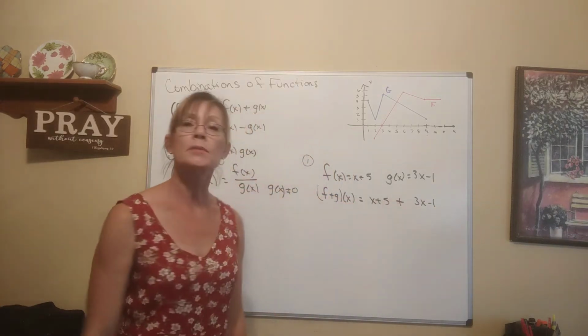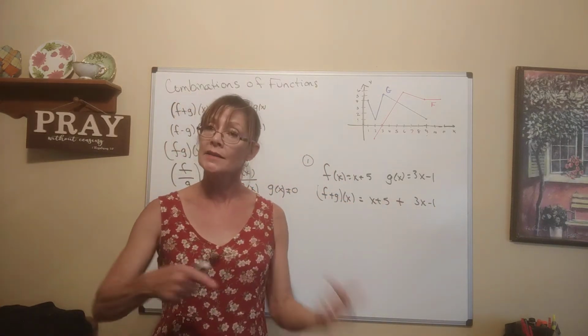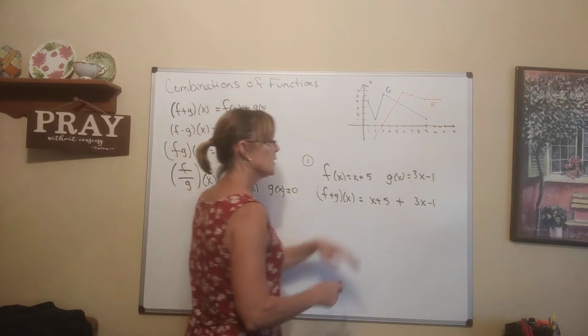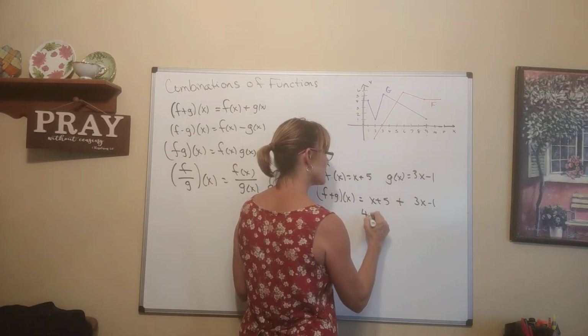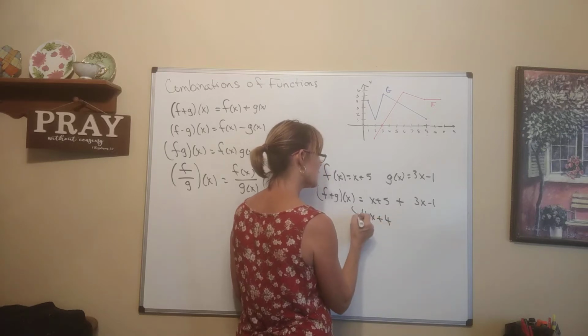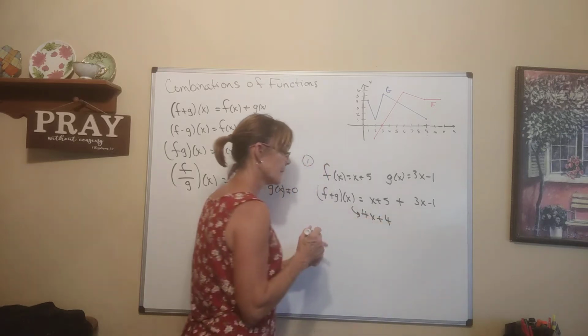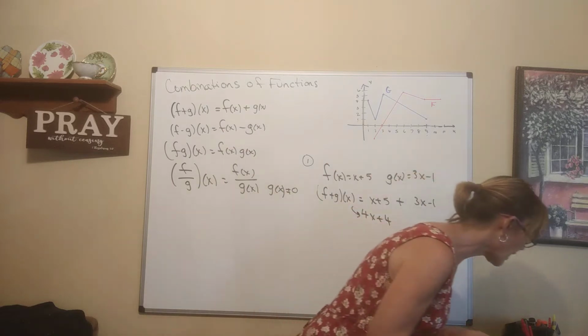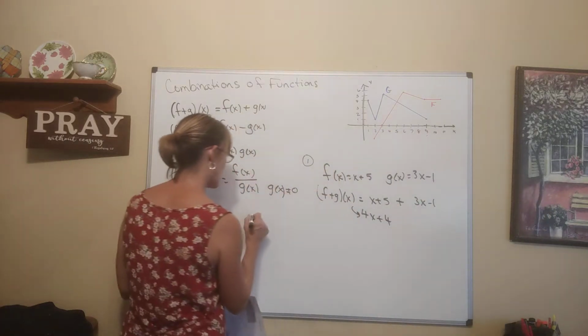Now we will simplify this by collecting like terms. 1x plus 3x is 4x. 5 plus -1 is 4. And so this is what f plus g of x is equal to. Now if they ask us to find f minus g of x, let's do that one.